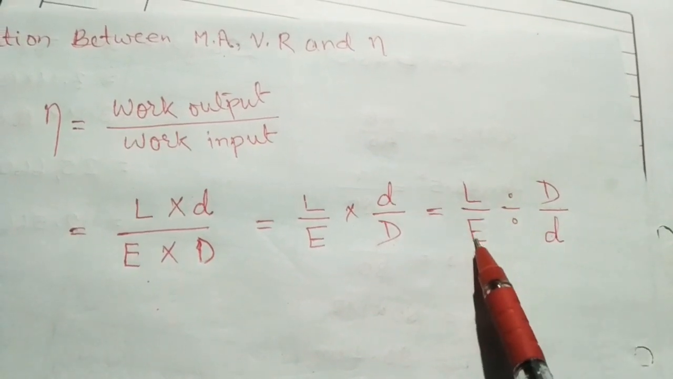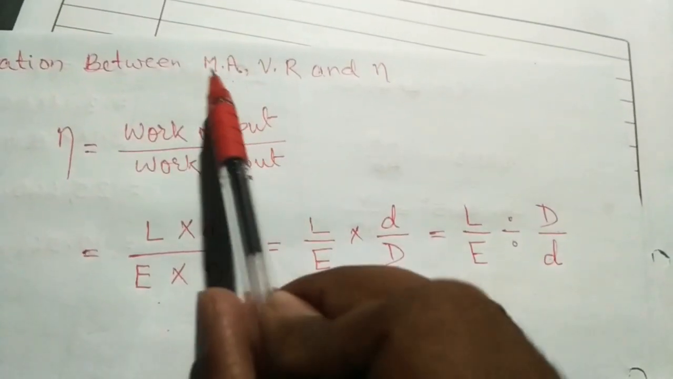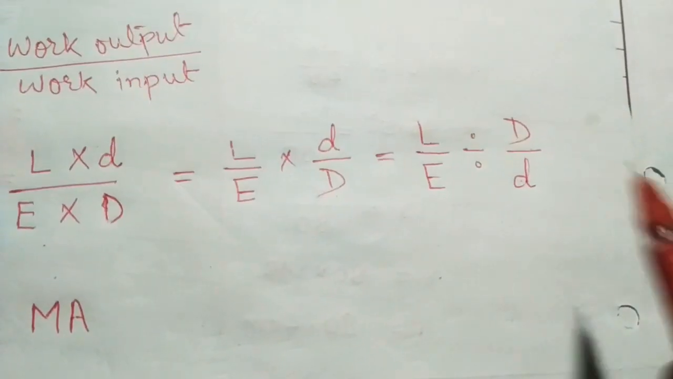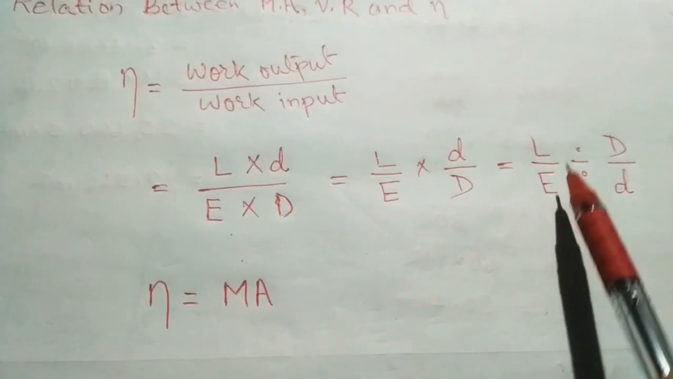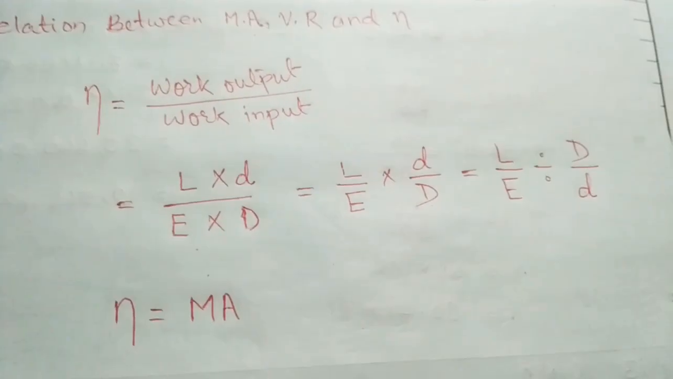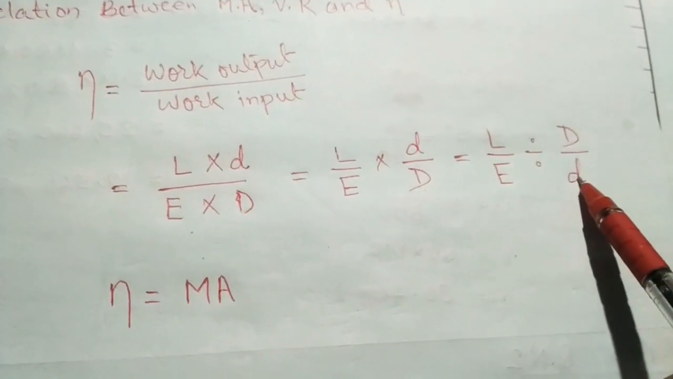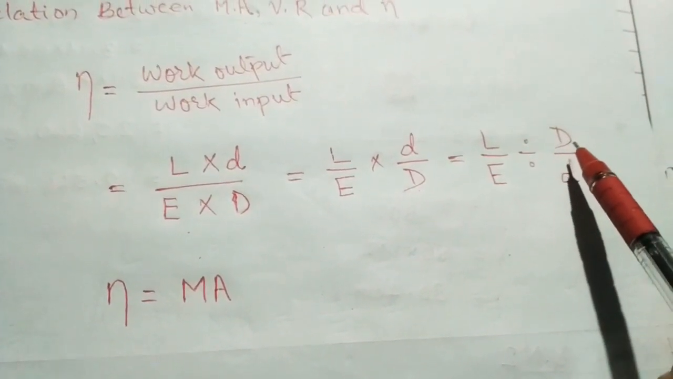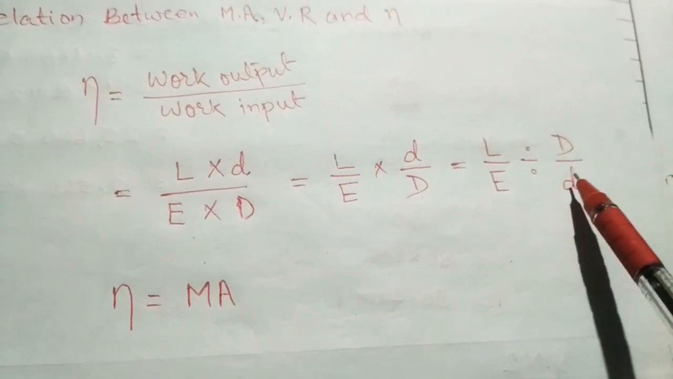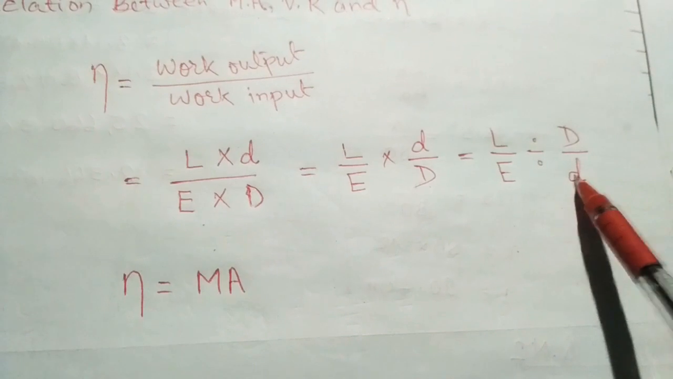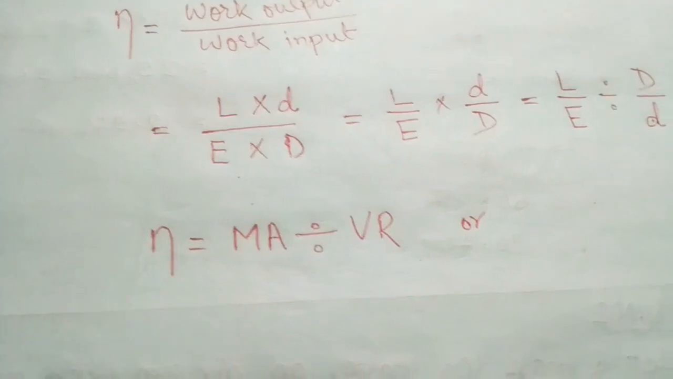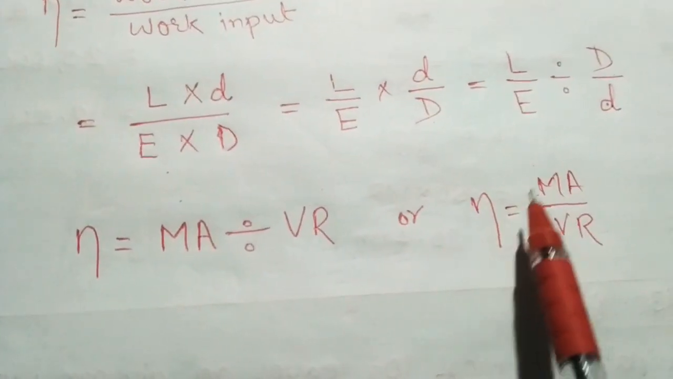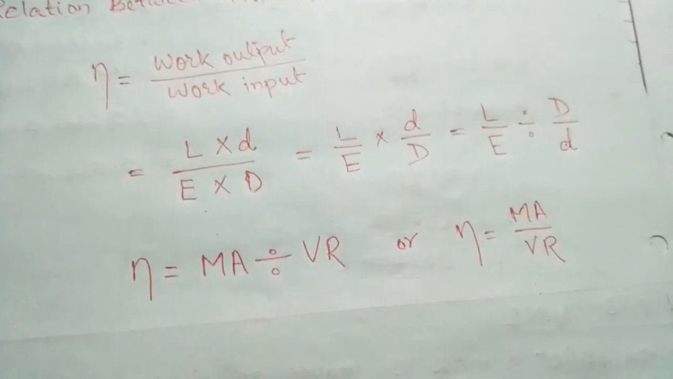And what is load upon effort? Load upon effort is called mechanical advantage. So instead of load upon effort, I am writing mechanical advantage. And in place of capital D upon small d, we know that for the same interval of time, the distance moved by effort to the distance moved by load is defined as the velocity ratio. So efficiency is equal to mechanical advantage upon VR, or you can also write efficiency is equal to MA upon VR. So this is the relation between MA, VR and efficiency.